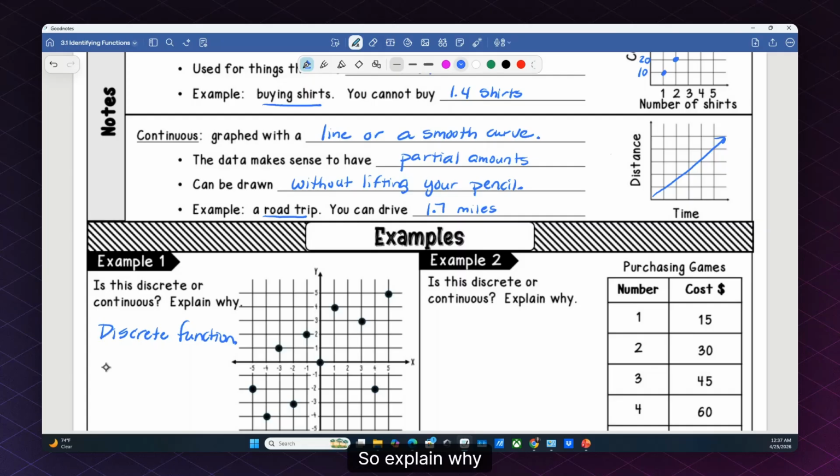So explain why. This is a collection of dots that are not connected.